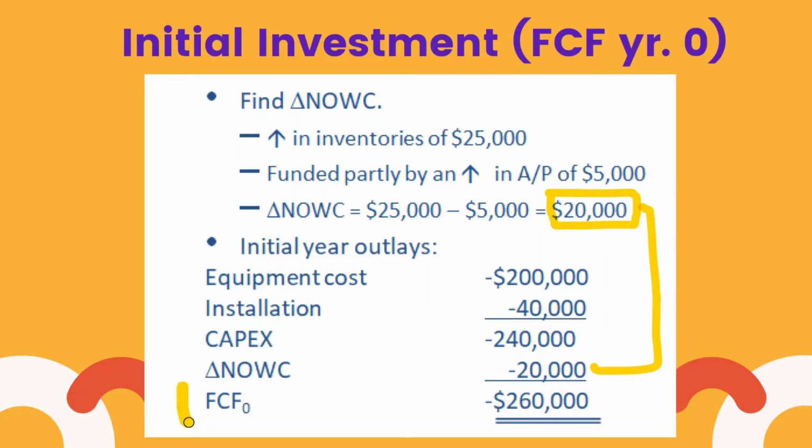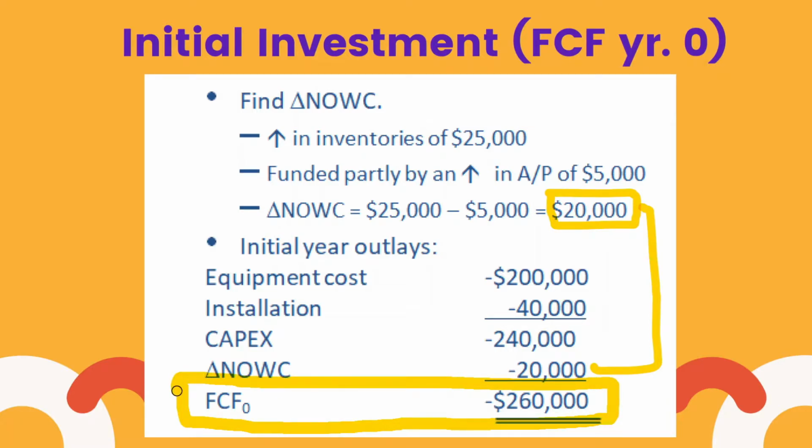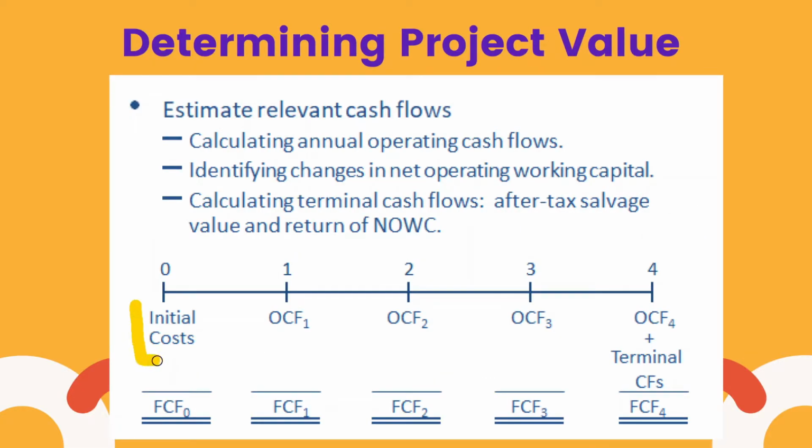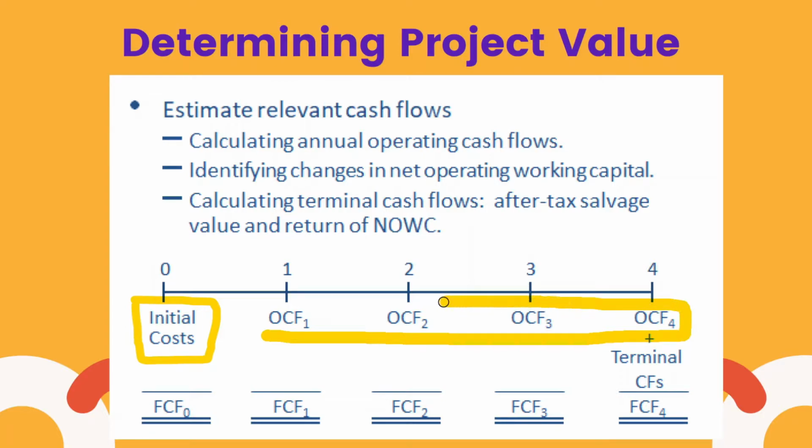The relevant cash flows at time zero will be equal to $260,000. This is the cash outflow at time zero. Now we have completed a calculation of initial investment at time zero. Next, we're going to look at the operating cash flow each year over the next 4 years. This is the second group of cash flow that we're going to calculate.